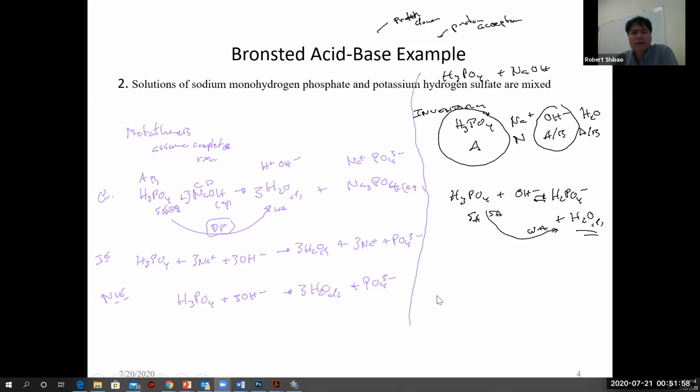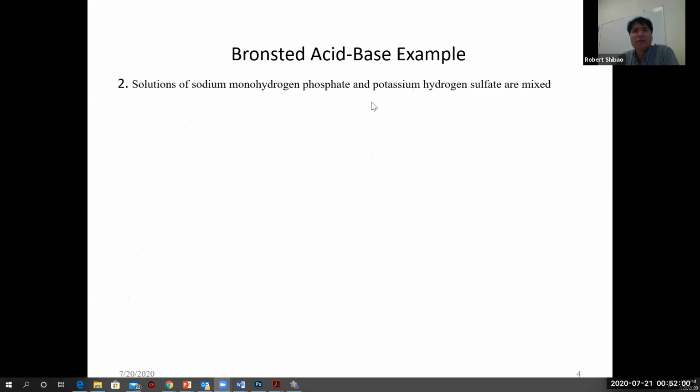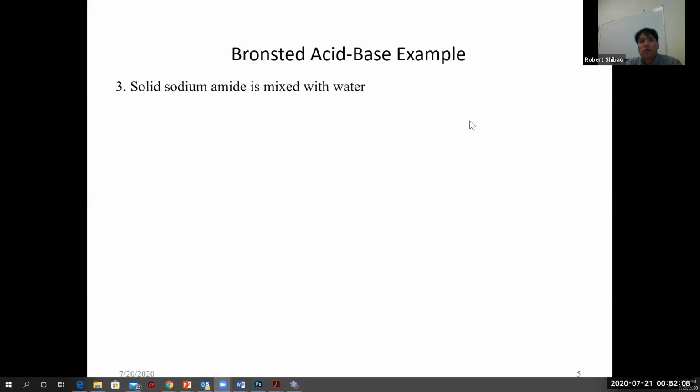So again, that was Bronsted acid base. This is another Bronsted acid base example. So try this one out and see what you get. Let me pause it.